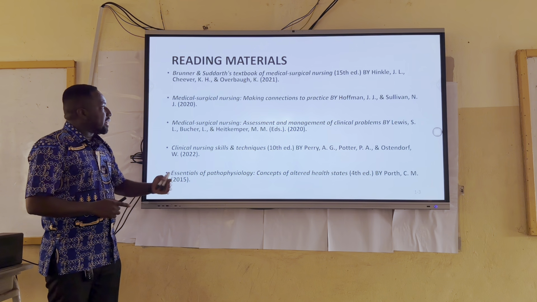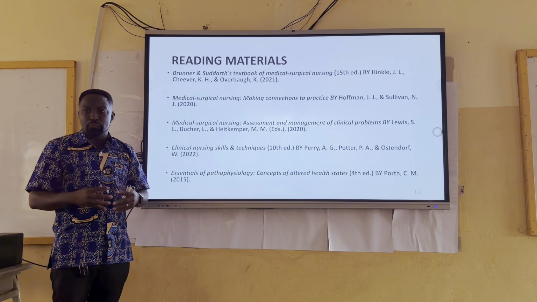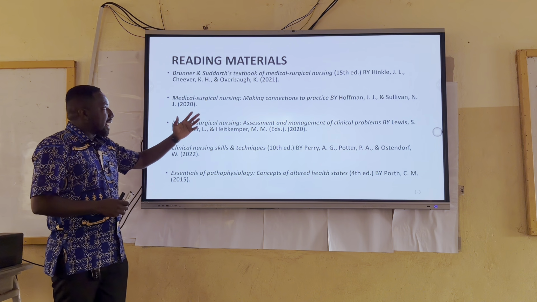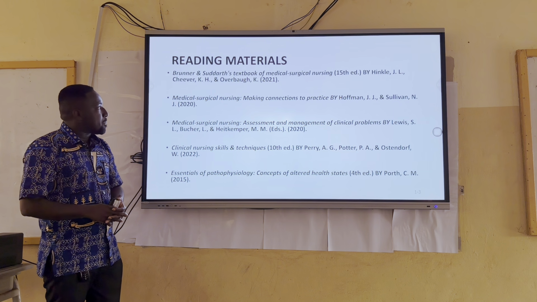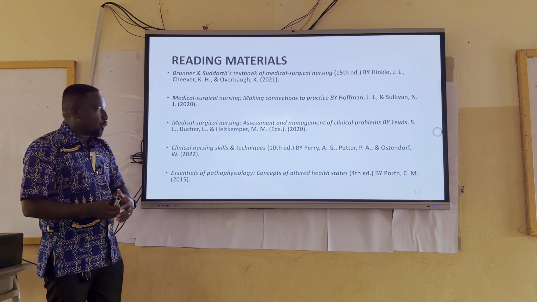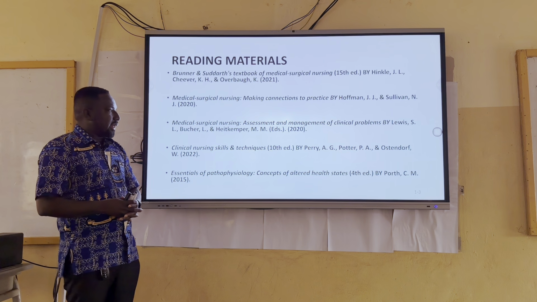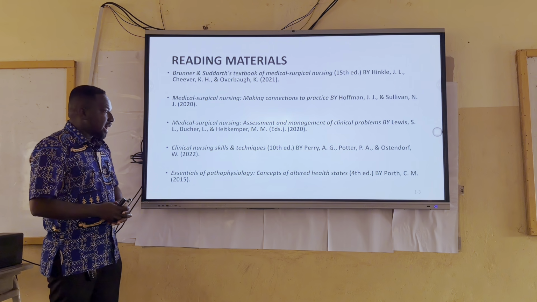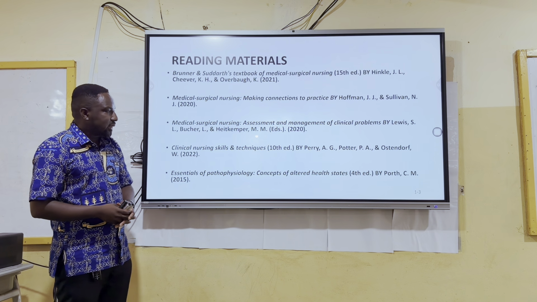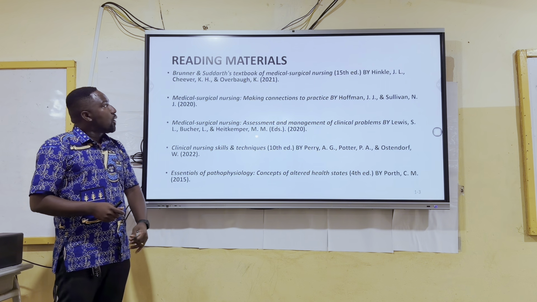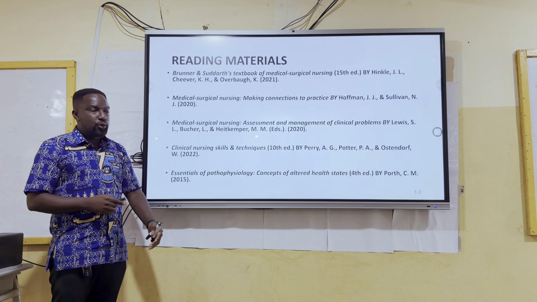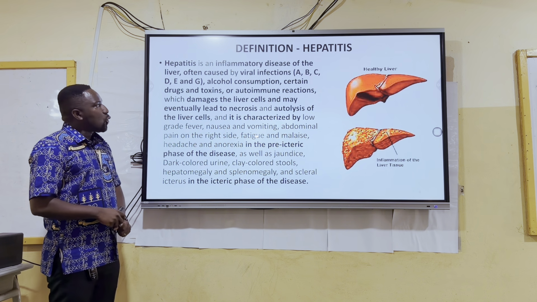So, as usual, these are reading materials. After the lecture, if you want to do further reading, you can go to the main school's library and pick Brunner and Suddarth's textbook for medicine and surgery, Medical Surgical Nursing by Hinkle, Cheever and Overbaugh, Medical Surgical Nursing by Hoffman, Medical Surgical Nursing by Lewis, Clinical Nursing Skills and Techniques by Perry and Potter, and Essentials of Pathophysiology: Concepts of Altered Health States by Porth. These are very good reading materials that you can pick from the main school's library for further reading.